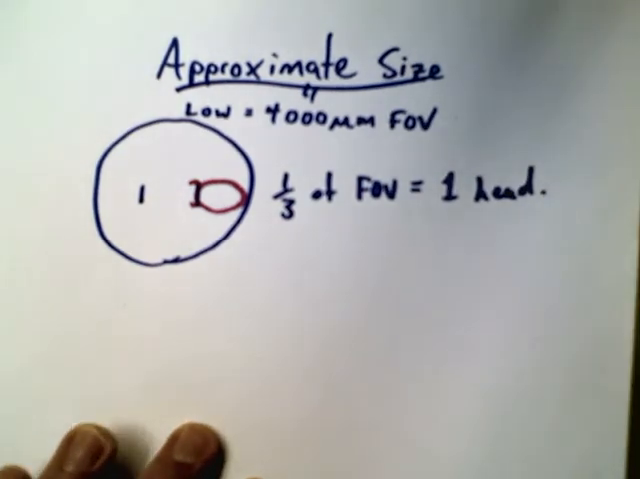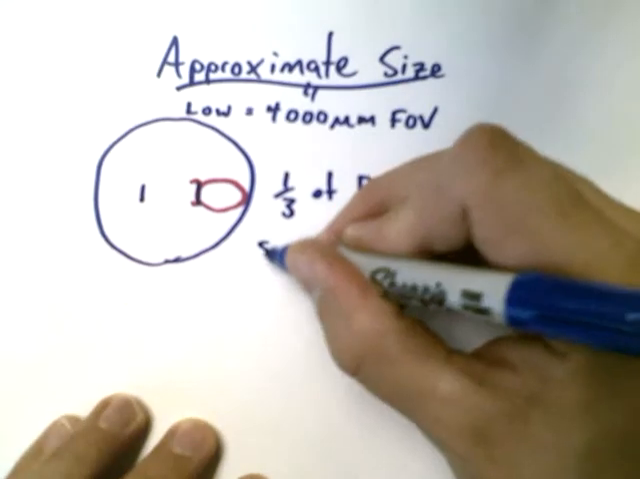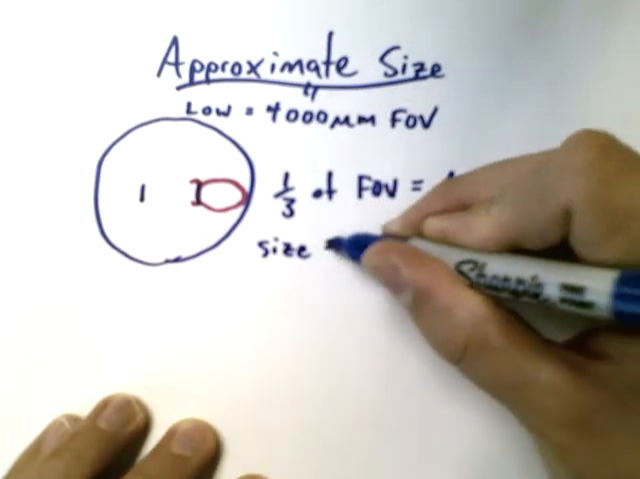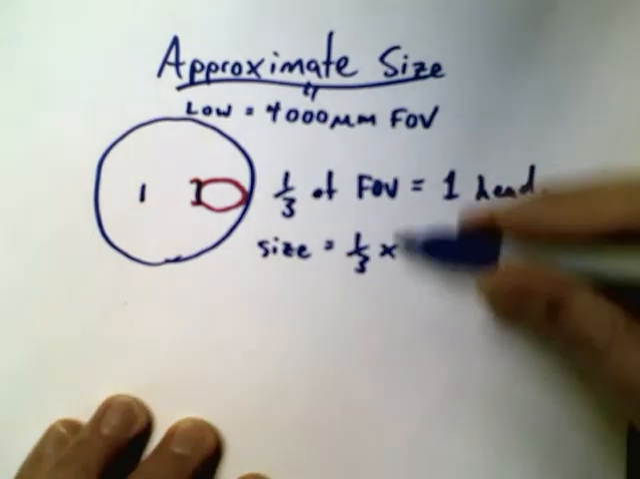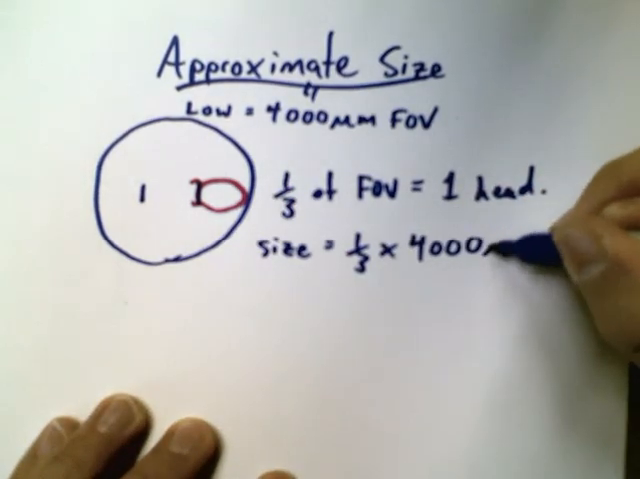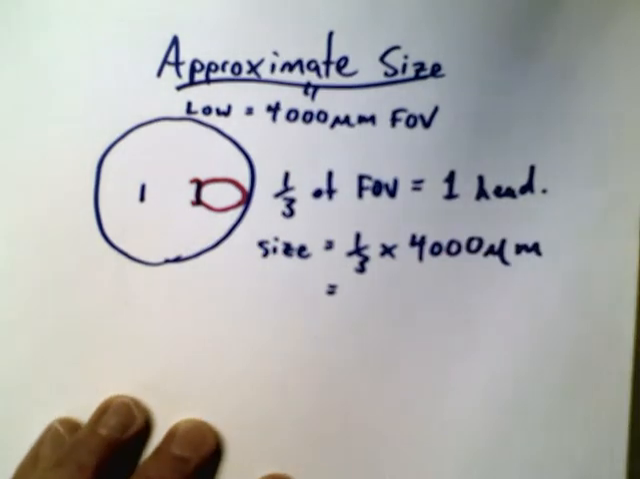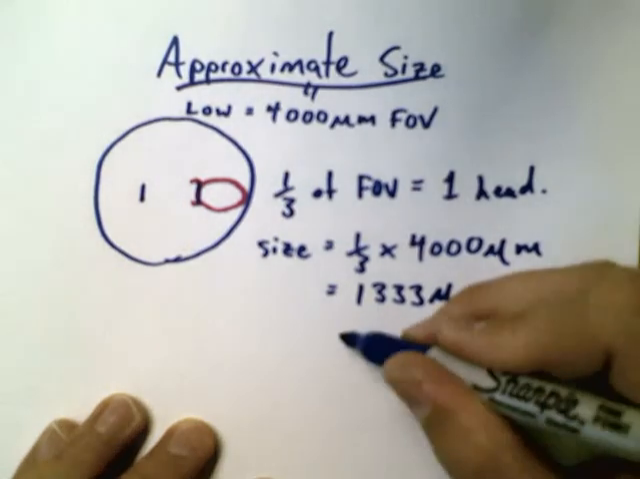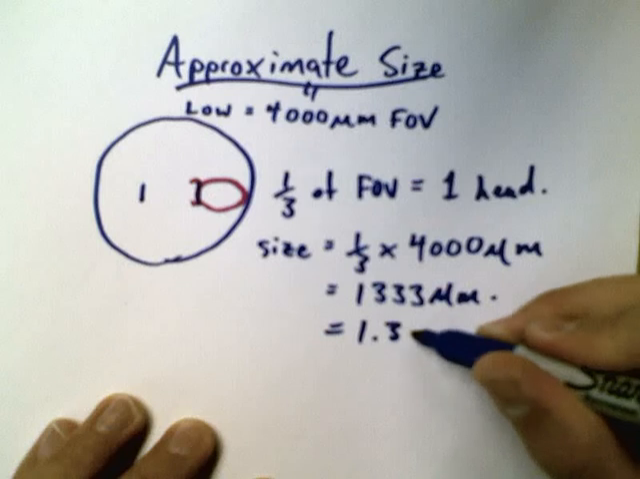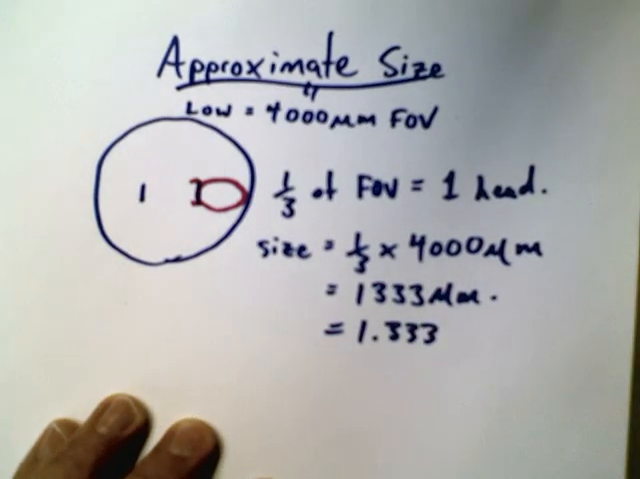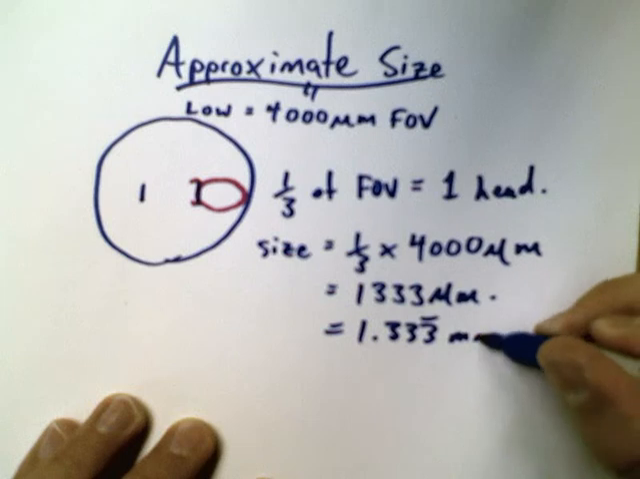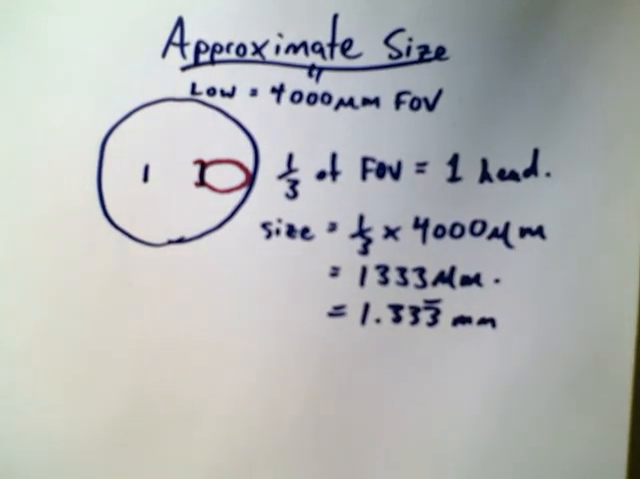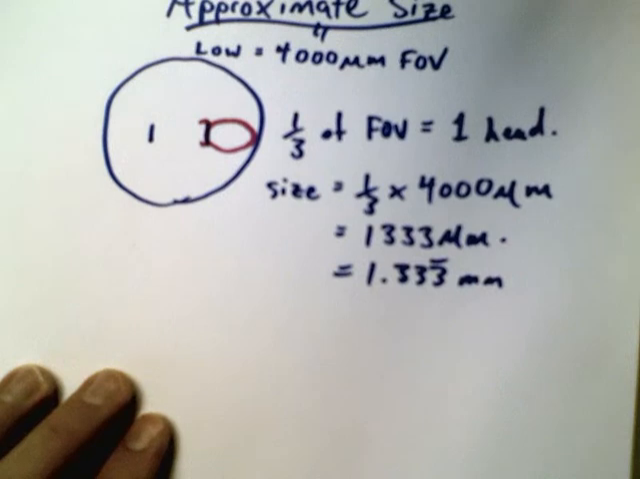Okay? And so if I want to calculate the size of the head, 1/3 times 4,000 micrometers. What's a third of 4,000? Yeah? It's about 1,333. Beauty. And 3 repeated, right? Forever and ever. But we'll stop at the whole number, micrometers. Or you could say it's 1.333. What unit would that be? Millimeters, yeah. Okay? About.